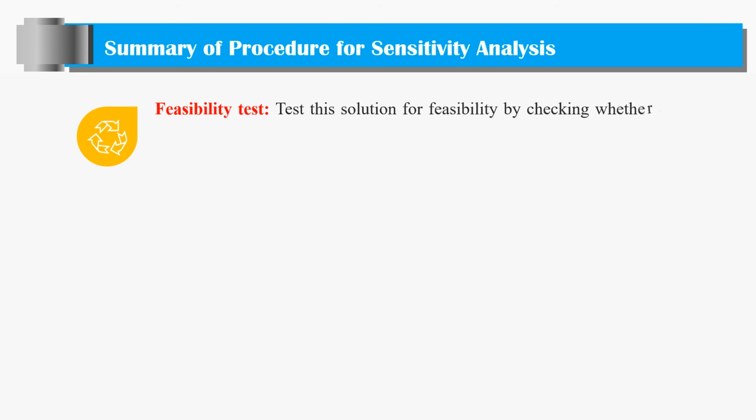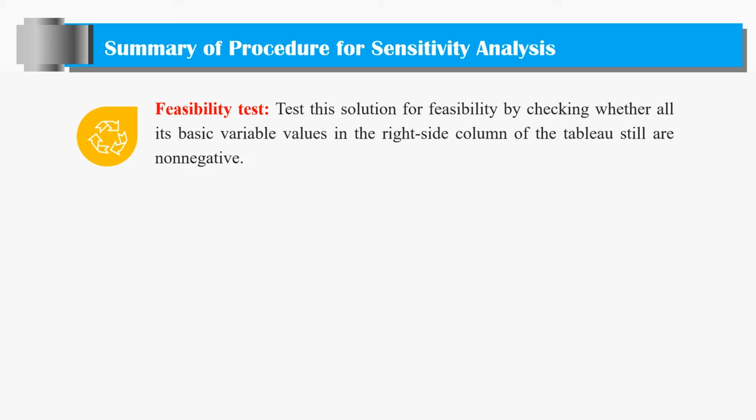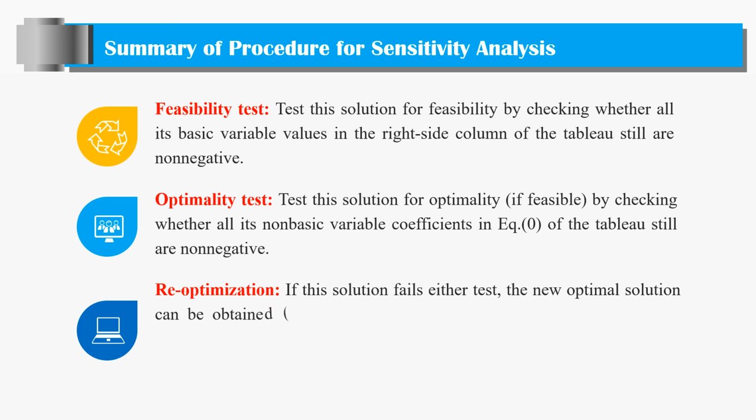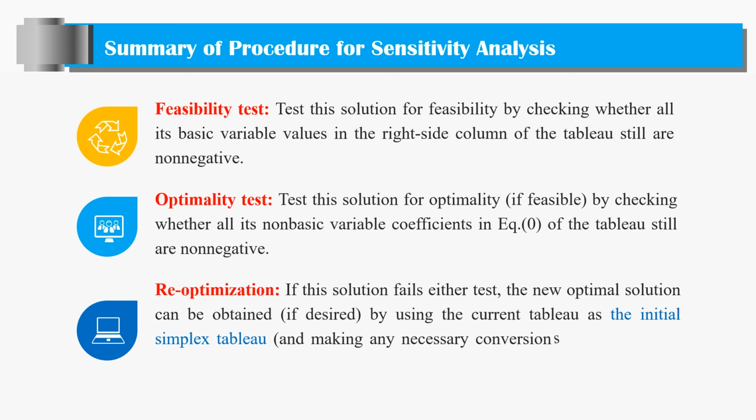For the feasibility test, we want to check if this solution is feasible by checking whether all its basic variable values in the right side column of the tableau are still non-negative. And then in the optimality test, we want to check if all the non-basic variable coefficients in equation 0 of the tableau are still non-negative. And if this solution fails either test, the new optimal solution can be obtained by using the current tableau as the initial simplex tableau and then applying either the simplex method or the dual simplex method.